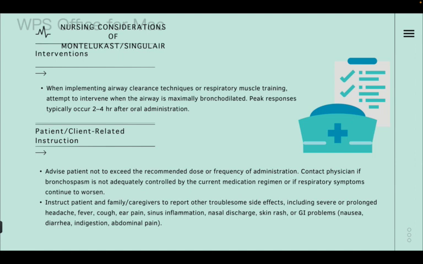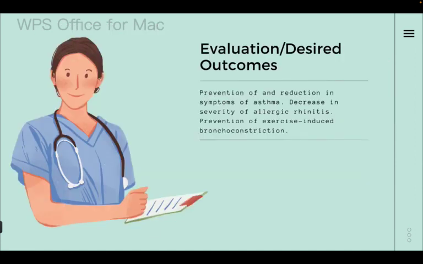For patient and client related instruction: advise the patient not to exceed the recommended dose or frequency of administration. Contact the physician if bronchospasm is not adequately controlled by the current medication regimen or if respiratory symptoms continue to worsen. Instruct the patient and family or caregivers to report other troublesome side effects including severe or prolonged headache, fever, cough, ear pain, sinus inflammation, nasal discharge, skin rash, or GI problems. We have nausea, diarrhea, indigestion, and abdominal pain.